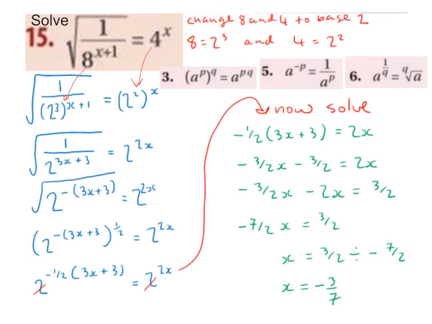So I was asked to solve the square root of 1 over 8 to the power of x plus 1 equal to 4 to the power of x, and I end up getting x to be minus 3 over 7.